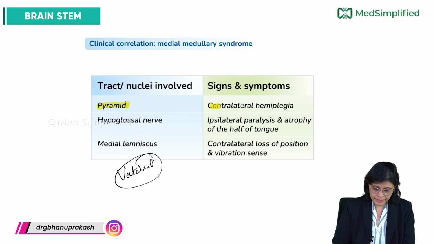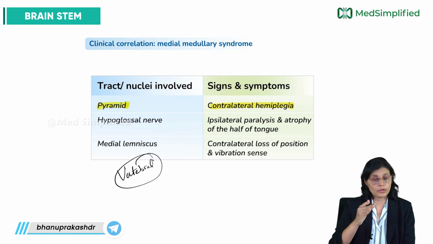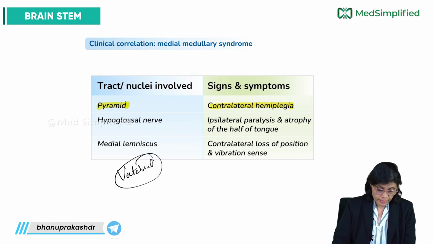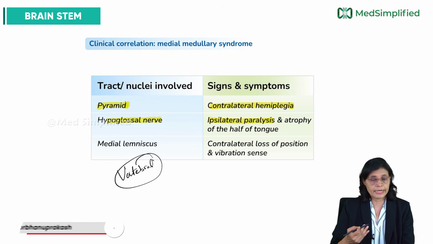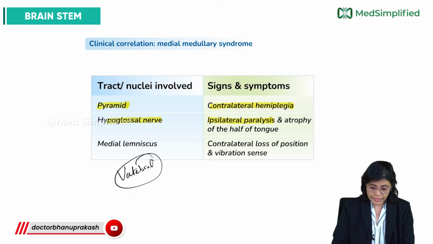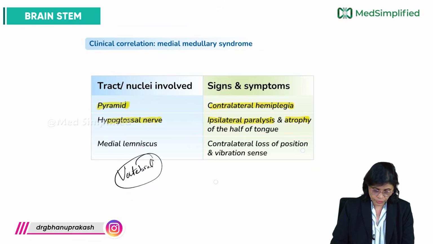So there is contralateral hemiplegia, on the opposite side, because already they have crossed over, right? So crossing over has taken place, so it will be on the opposite side. Then hypoglossal nerve involvement. Because of the hypoglossal nerve involvement, there is ipsilateral, that is same side, paralysis as well as atrophy of half of the tongue, because the hypoglossal nerve on each side supplies the tongue, both the intrinsic as well as the extrinsic muscles, except for palatoglossus.